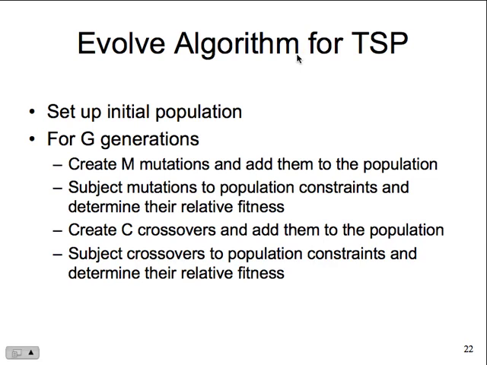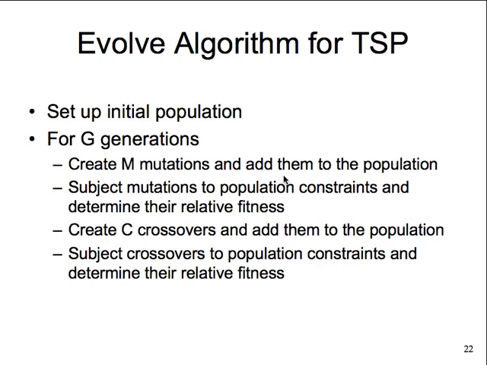So, evolve algorithm: there's an algorithm that's actually out there for the traveling salesperson problem. In terms of that particular solution, you're going to do something very similar to this, but your own. You set up the initial population, evolve it for G generations, create M mutations, and then add them to the population. So the population is constantly being changed by the mutations that you're adding, and those are going to be random city selections, perhaps.